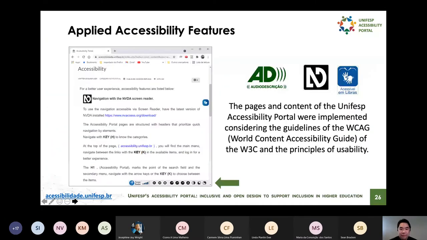And we can't talk about accessibility without trying to offer the content in the portal in an accessible way. So the pages and content were implemented considering the guidelines of the Web Content Accessibility Guidelines of the W3C and the principles of digital usability.